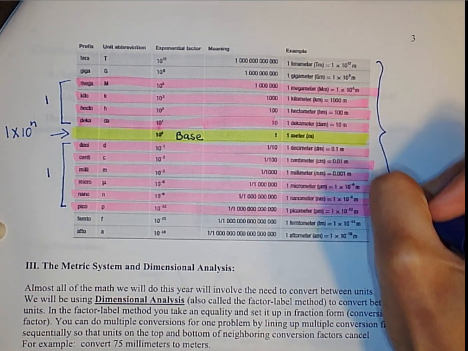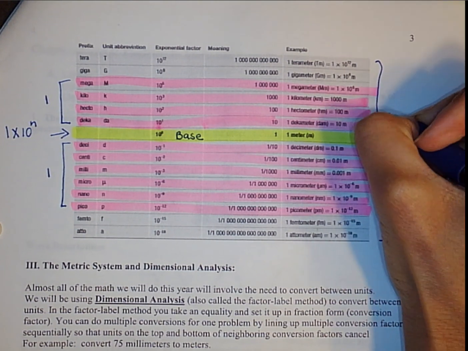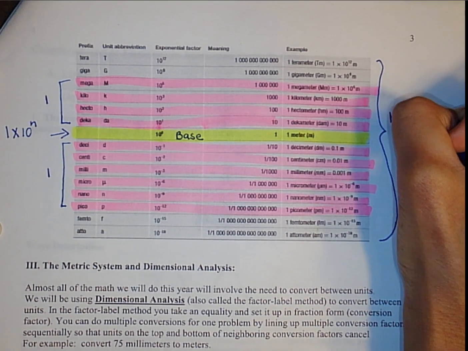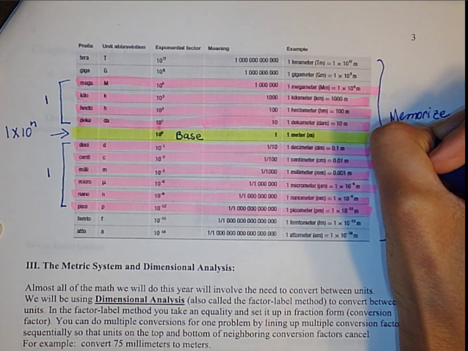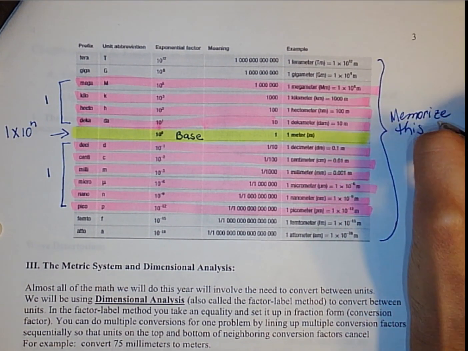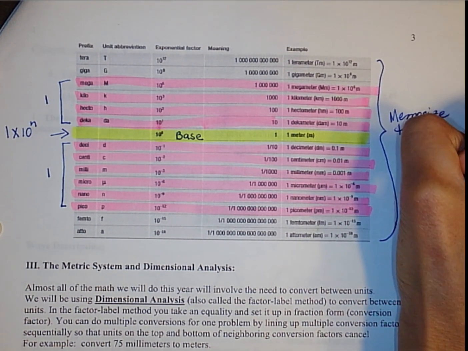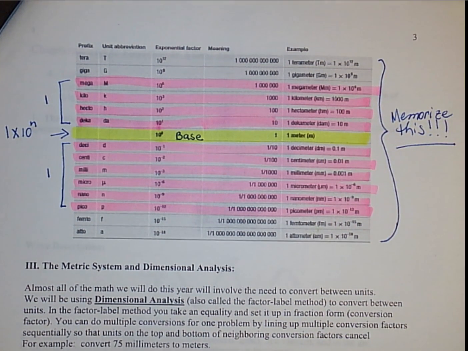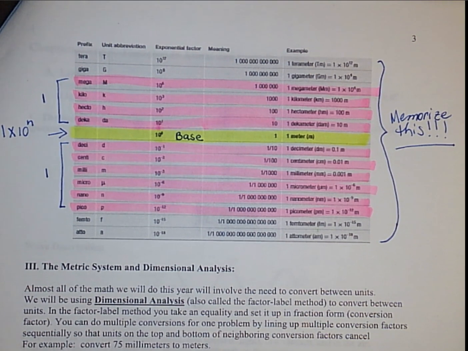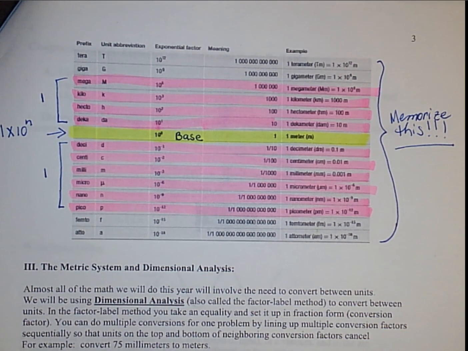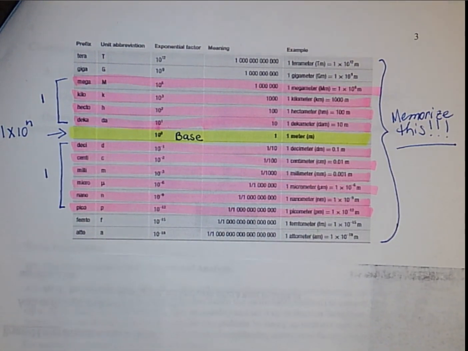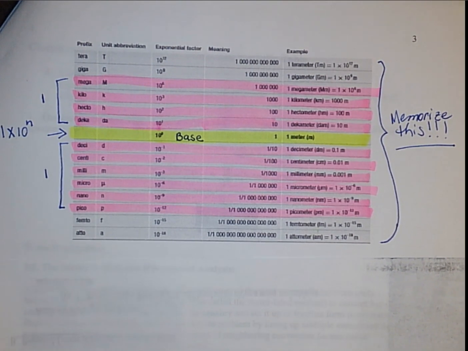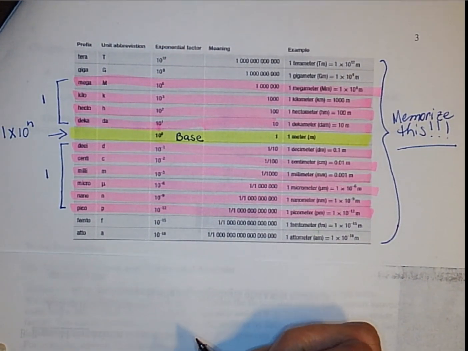But take some time and memorize this. If you don't memorize this, you're going to have a really hard time with chemistry math, because we are converting back and forth between this all the time. So you really do want to know your conversions. Let's do some practice problems for knowing your conversions. I've got a piece of paper right here that I'm going to write on.